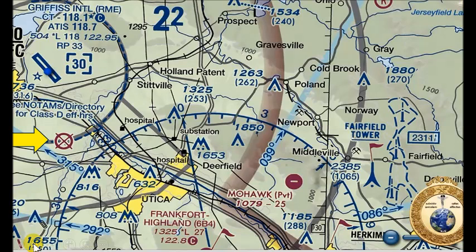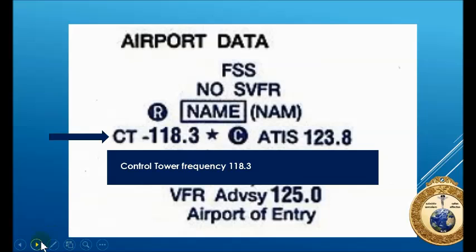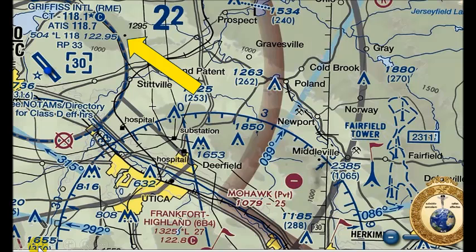Then after that, we're going to have an example of what we have going on now. On this slide, what you're going to see is the arrow pointing to CT 118.3, and what is that? That's the control tower frequency. It gives you a couple seconds to think, hey, what's this? And then boom, you say what it is, and it confirms for you. And here's Griffiths International, control tower frequency of 118.1. So it gives you an example.